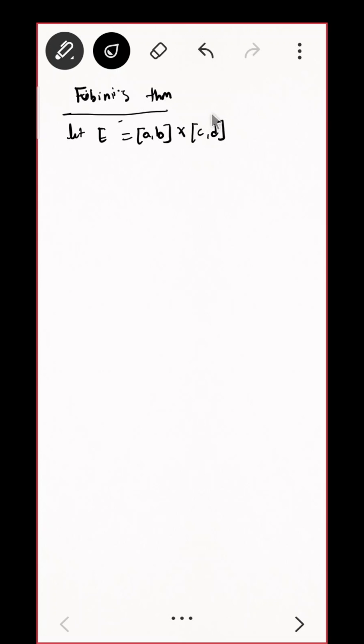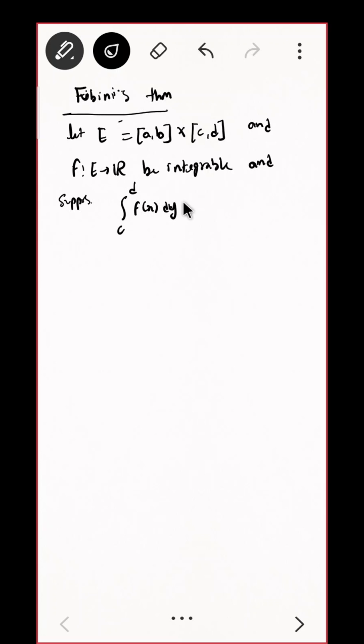We should understand all the parts of that proof. Let E be your rectangular region, and let your function from E to R be integrable, and suppose the integration from C to D of f of x, y dy exists for each x belonging to [A, B].